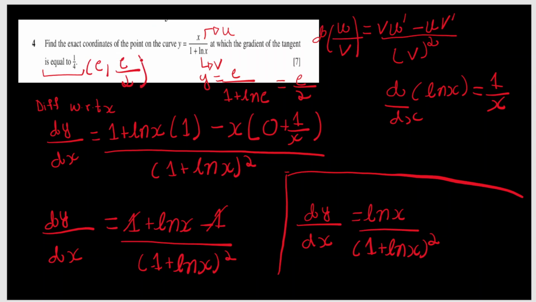This is the point where the gradient of the tangent is equal to 1 over 4. And you can literally even check it. Pick up your calculator, and where we found the first derivative, ln x over (1 plus ln x) whole square, you can substitute the value of e to check whether you get 1 over 4 or not. 1 plus ln e whole square, and you get 1 over 4. So you got the right value of x. If you got the right value of x, henceforth you got the right value of y.